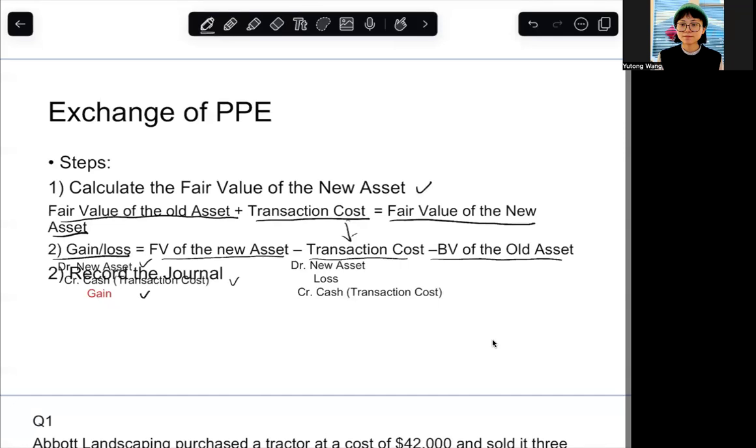And for the loss, debit new asset is the same. You get a new asset, an increase of the new asset, so you use the debit. And credit cash, you pay some cash. It's the same here as the gain. You pay some cash, so you use the credit to record the cash. And if it is a loss, do the contrary of gain. You use the debit to record the loss.